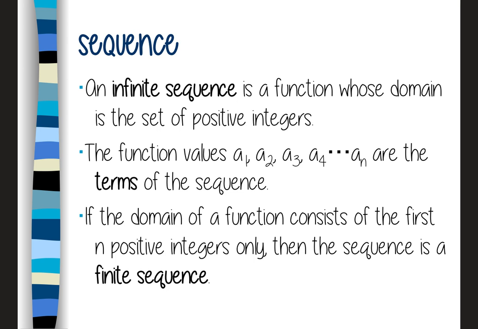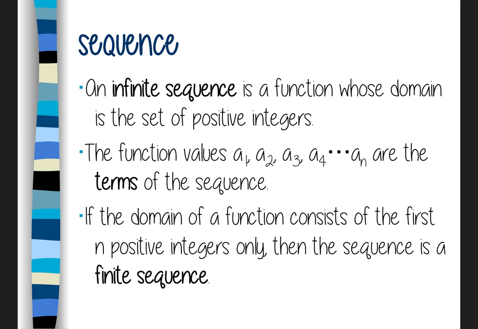The domain is the set of positive integers. The function values a1, a2, a3, a4, and an are the terms of the sequence. And then if the domain of the function consists of the first n positive integers only, then the sequence is a finite sequence. So just some vocab. You're not going to be tested on vocab, but these things pop up.